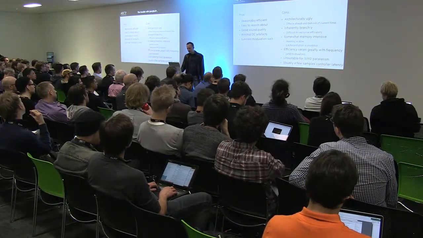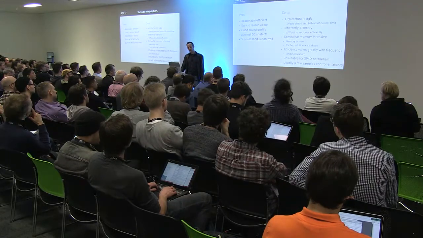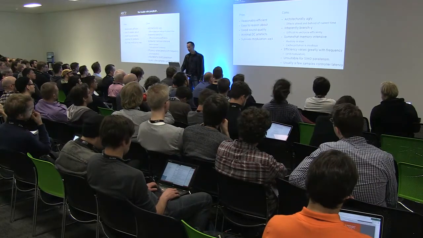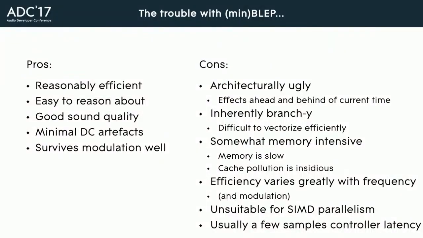The thing I really don't like with this algorithm is that the efficiency varies with your audio frequency. Depending on how high a frequency your audio is running at, you're going to have more of these step transitions, more branch mispredicts, and more of these memory-intensive band-limited steps to fix up the non-band-limited naive waveform. Let's try and come up with something better.